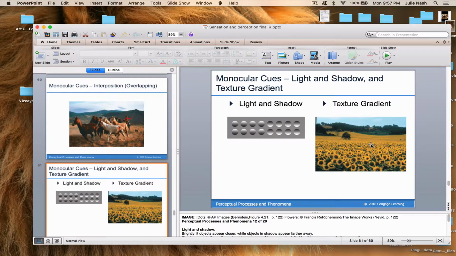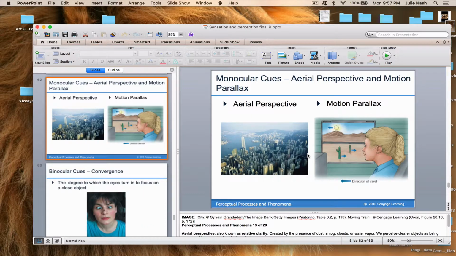Texture gradient is where things go away into the distance, they become smoother. The things that are closer to me appear close. The things that are more detailed appear closer. So this is the reason that you shouldn't take a selfie very close up, because if you have any flaws on your skin, any texture, it's going to show. Further away, it all smooths out and looks good.